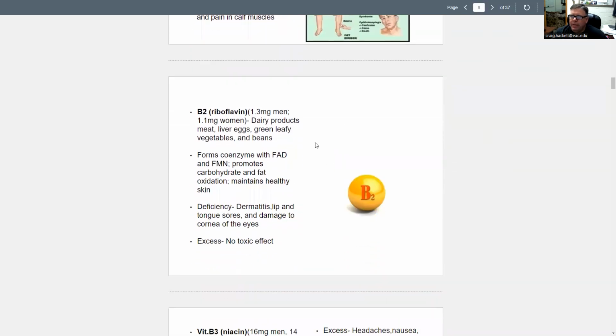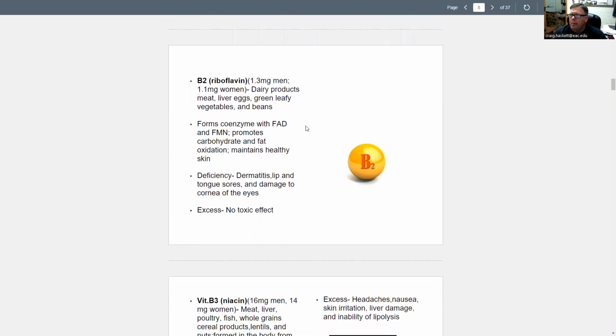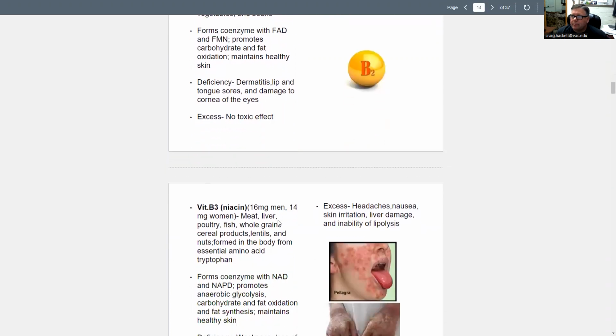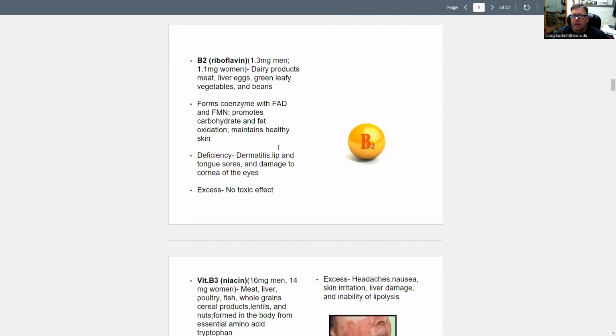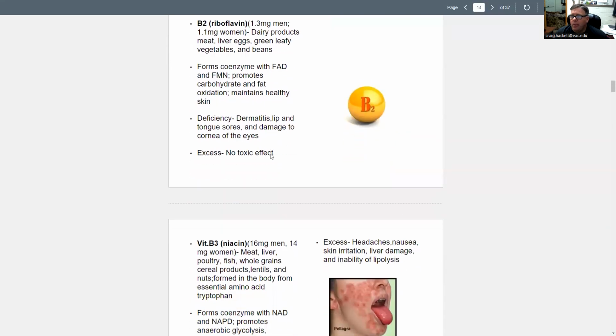Okay, B2, as you can read, has a coenzyme for fat and FMN, which also help with metabolism of carbohydrates and fats. And so once again, important when we're fueling ourselves, right, to make sure that we have enough vitamins to create those proteins to help get that fuel to where it needs to go and break down the carbohydrate in order to get that into the right place. No toxic effects for B2, so you'll see riboflavin in a lot of our products, especially cereals.